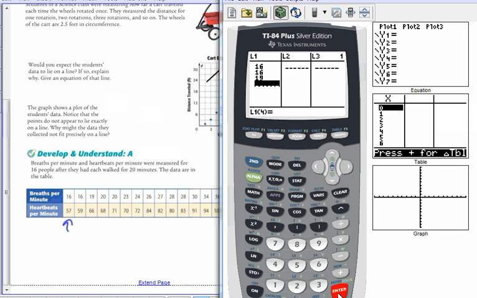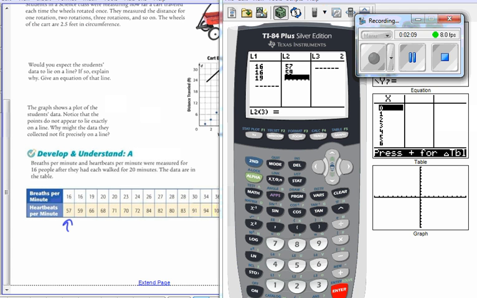Then when I have that whole list done, I'm going to go over here and put the matching heartbeats per minute in list 2, which is L2. So 59, etc. I'm going to pause now. If you want to put all the data in, you can, and then I'll do what's next.